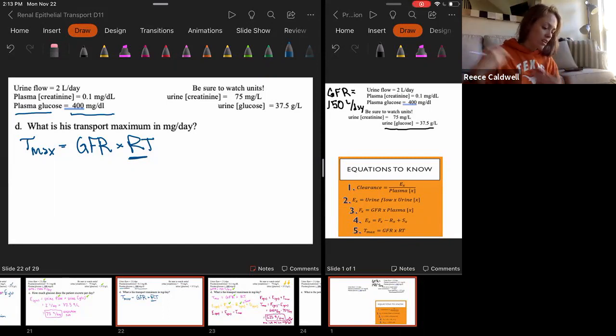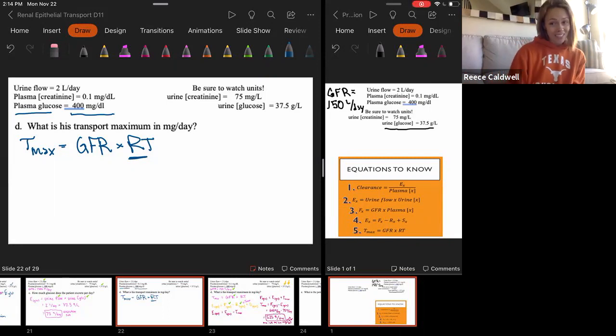So we're going to have to use another equation to solve for Tmax. However, we only have one equation for Tmax, which I have written here, and it involves renal threshold. However, that relationship of Tmax equals the reabsorption rate of glucose can be used.